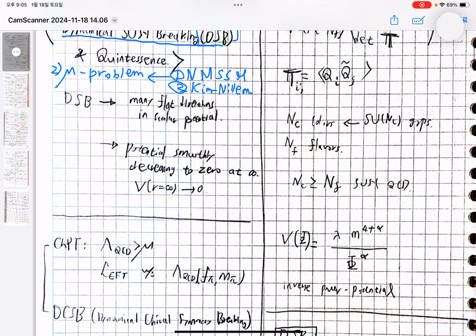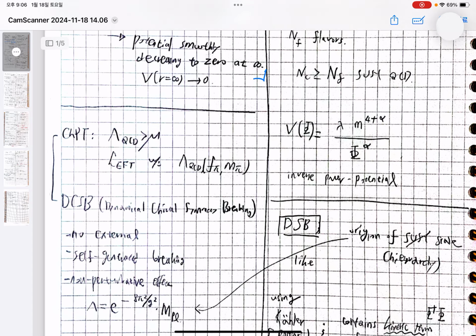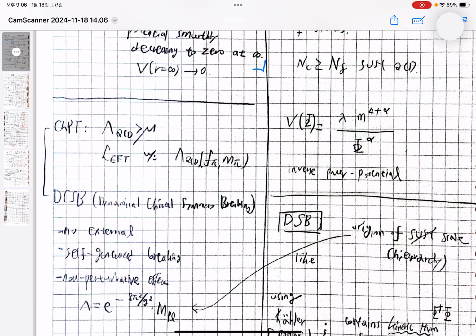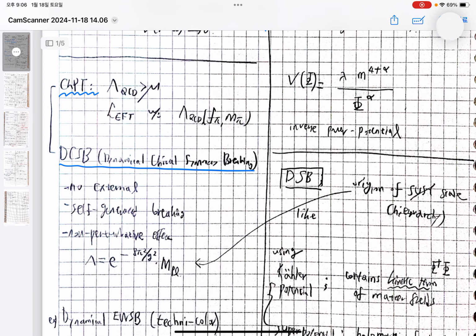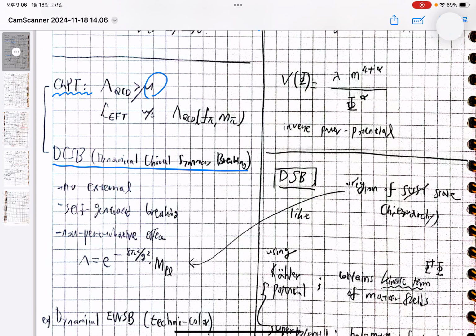DSB provides a non-perturbative action and scalar potential, so the potential smoothly decreases to zero at field infinity. Such dynamical supersymmetry breaking is similar to dynamical chiral symmetry breaking, and it can be compared with chiral perturbation theory. If the energy scale is smaller than the cutoff scale of QCD, then the Lagrangians are described by the effective field theory in terms of the pion decay constant and its mass.